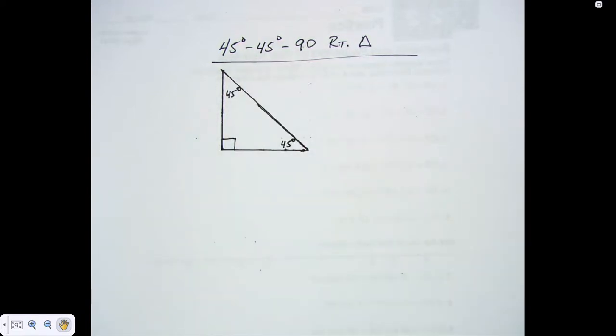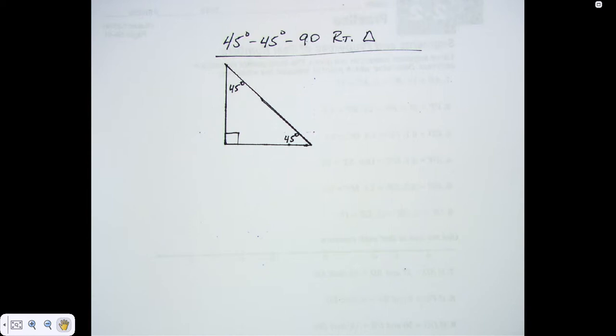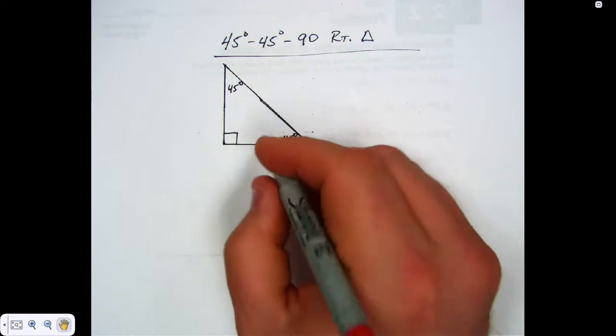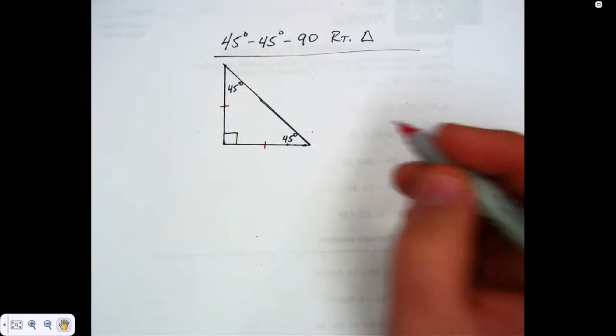Can anyone tell me anything significant about this? Two of the angles are congruent. Okay, so it's a right triangle. The legs are the same. Very good. Because if these angles are congruent, these two sides have to be what?